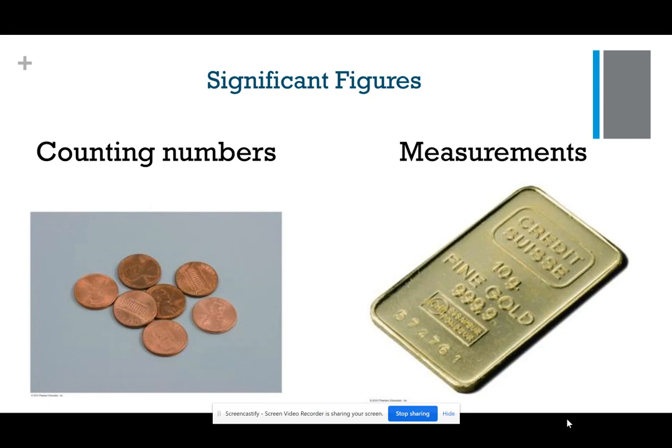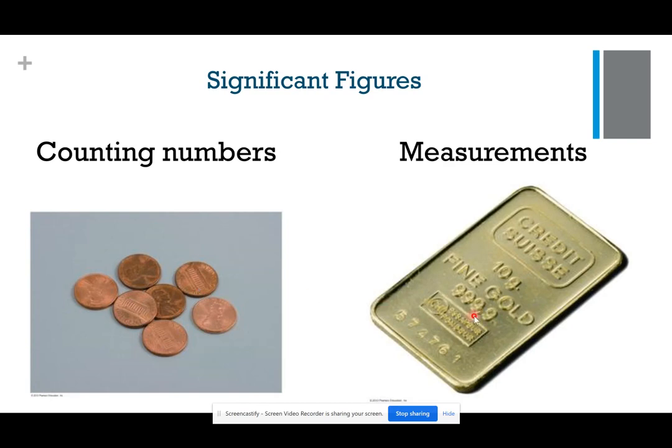A counting number is going to be an exact number, or it's going to be a definition. If we look at the screen here, I see that I have 1, 2, 3, 4, 5, 6, 7 pennies on the screen. I don't have 6.9. I don't have 7.1. I have exactly 7 pennies, and there's no uncertainty in that. So that would be a counting number. And like I said, a definition is also an example of a counting number.